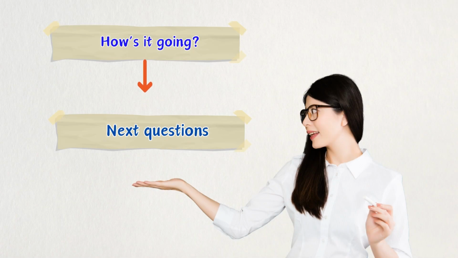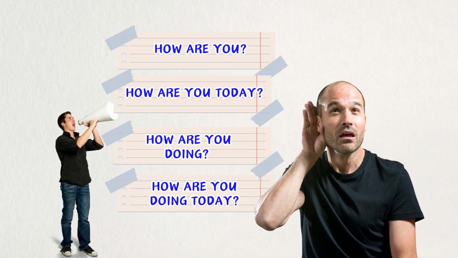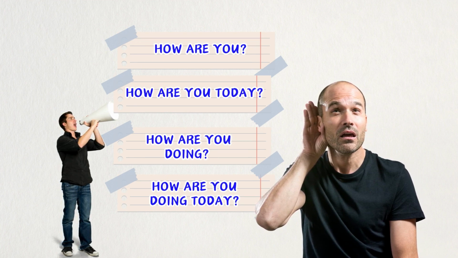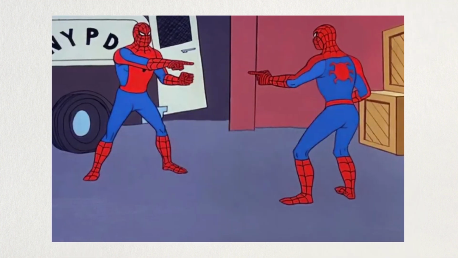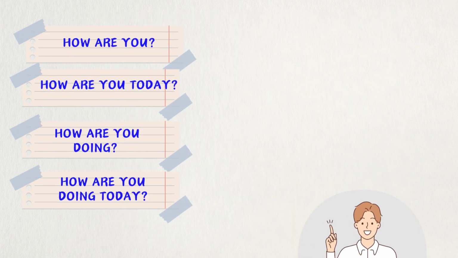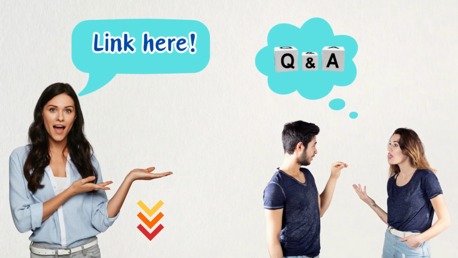The next set of questions that you might ask are, how are you? How are you today? How are you doing? And how are you doing today? So all of those are kind of the same question. They kind of mean the same thing. Possible answers for those questions are, I'm fine. I'm good, or good. I'm pretty good, or pretty good. Or I'm doing great, not bad. The way you answer those types of questions depends on the person who is asking, how well you know them, and what context you're talking in.